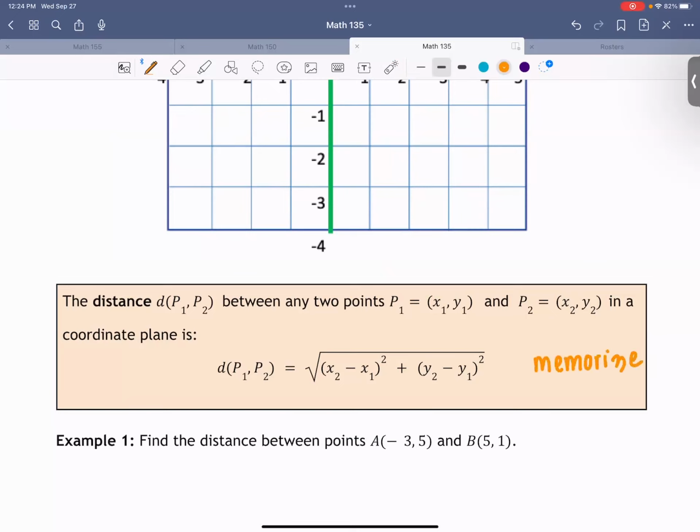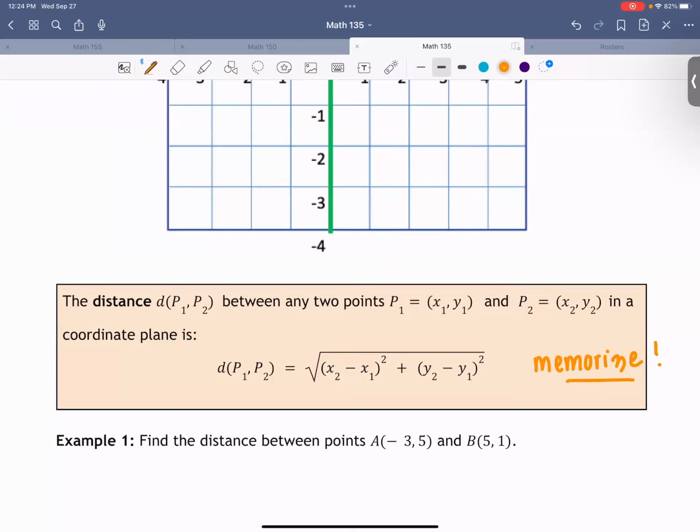Honestly, for this class, if you do know the Pythagorean theorem, you might see how this formula comes about by solving for C. But if you don't, I would just memorize this formula.